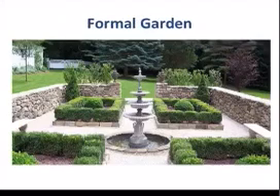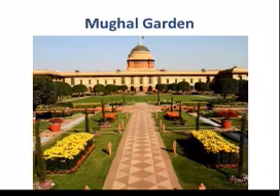Here you can see symmetrical design, leveled land area, geometrical shaped hedges, individual plants used as a feature, and focal points. So this is an example for formal garden. Let me show some examples. This is an example for Mughal garden, a formal garden. You can see the symmetrical designs, geometrical shaped flower beds, paths cut at right angles, and water features. This is actually the Indian President House at New Delhi.